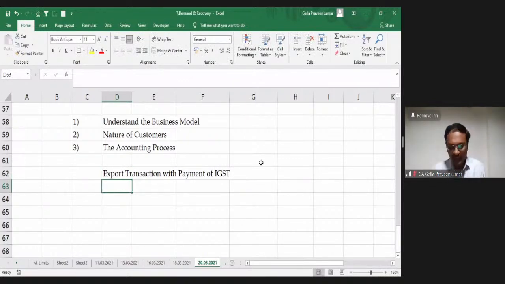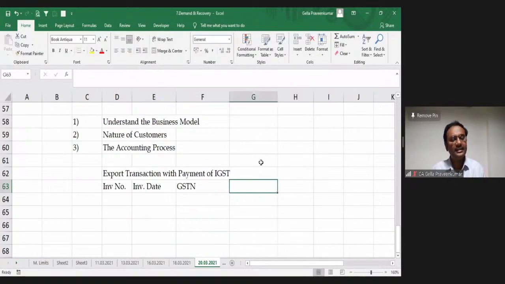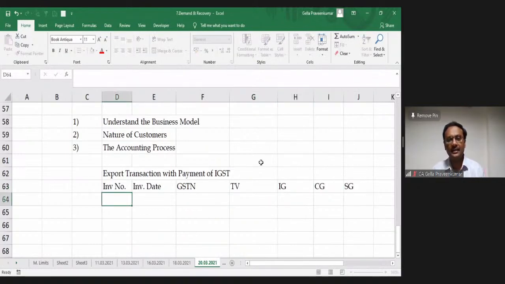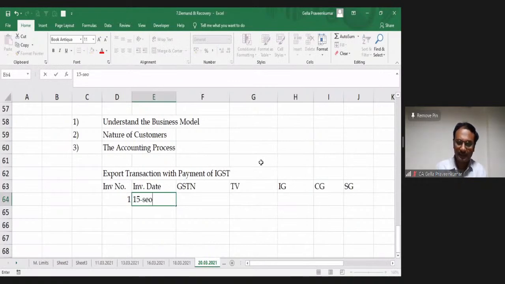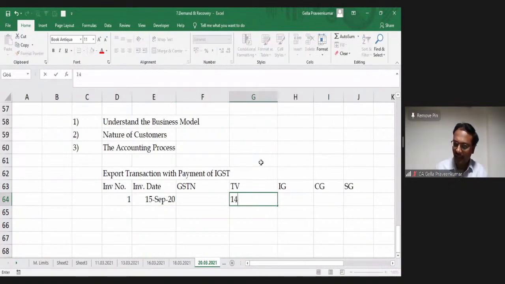When I have exported sales information, say there is an invoice number, invoice date, GSTN, taxable value, and IGST, CGST, SGST. Assuming only this data is there. Now there is an invoice 1 dated 15th September 20, and GSTN, nothing is there. Taxable value is say 1,48,000. IGST is paid on this at 18%.